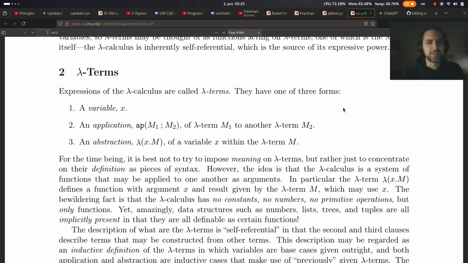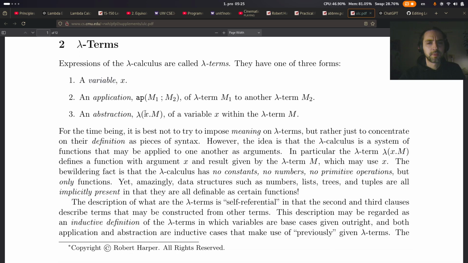We can see in this paper by Robert Harper, variable x. And also this: for the time being, it is best not to try to impose meaning on lambda terms, but just rather concentrate on their definition as pieces of syntax.